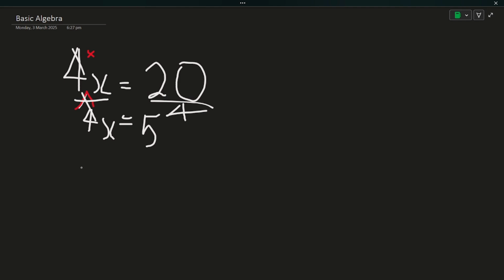So as you can see, I wrote down x is equal to 5. Now we can double check that. As usual, you do 4, and usually I like it when I do it like this. So 4 brackets 5. So that should be equal to 20.